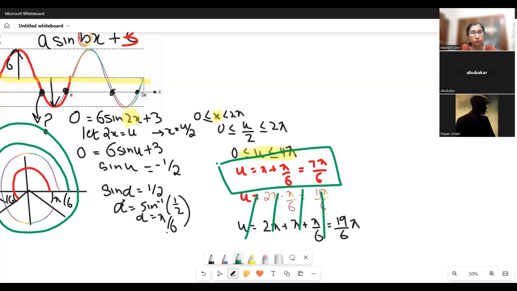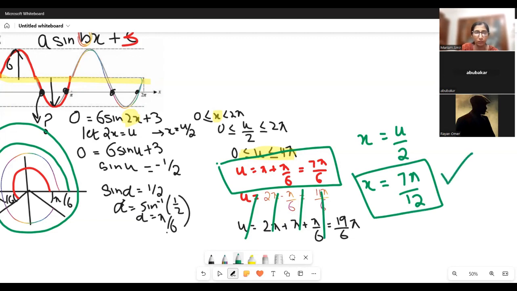From here, let's find the smallest x. x is u upon 2. So x would be 7 pi by 6 upon 2, which will be 7 pi by 12, which is the correct answer. So that's the x value here.